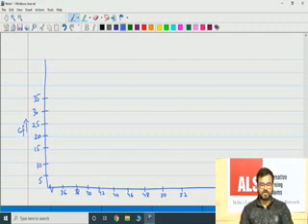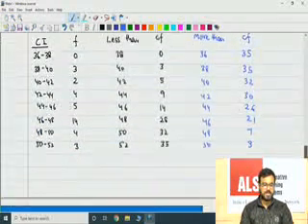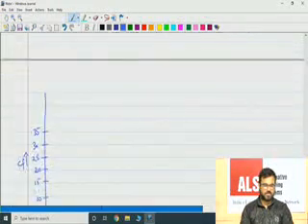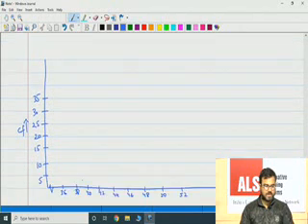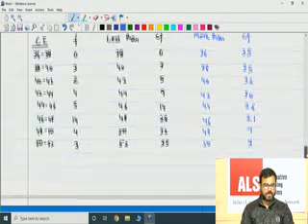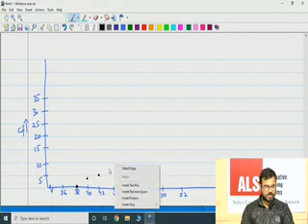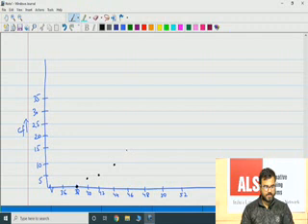Now, let us draw the graph of less than type. Less than 38 is 0. So, on 38 we have the value 0, then 3, 5, 9, 14. So this is 0, then we have 3, then 5, 9 and 14, less than 46 it is 14.